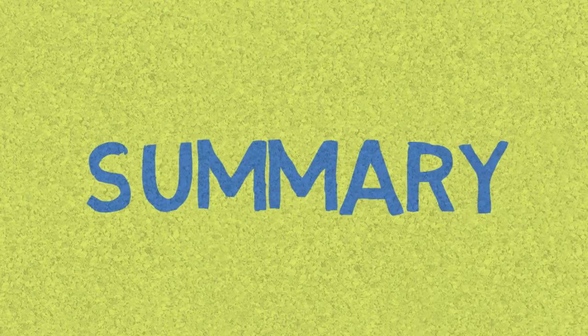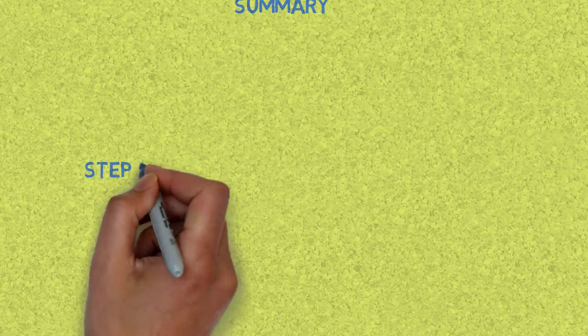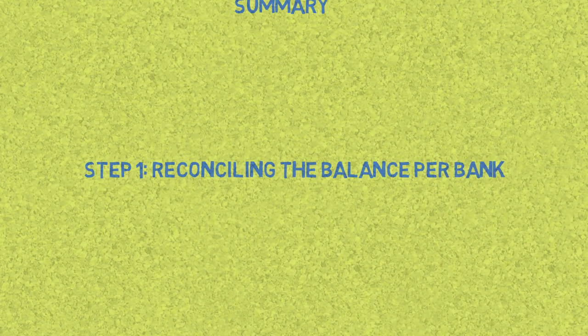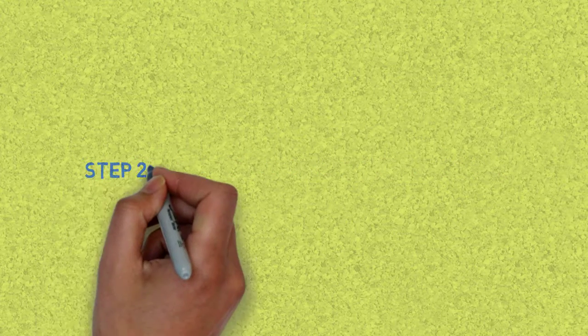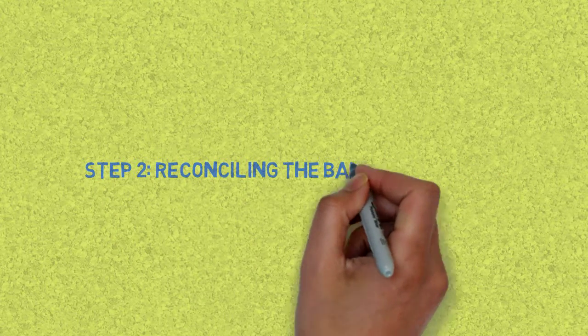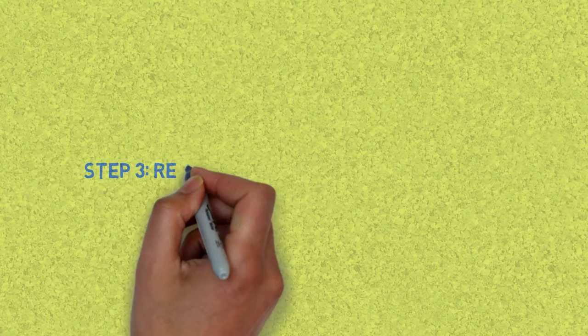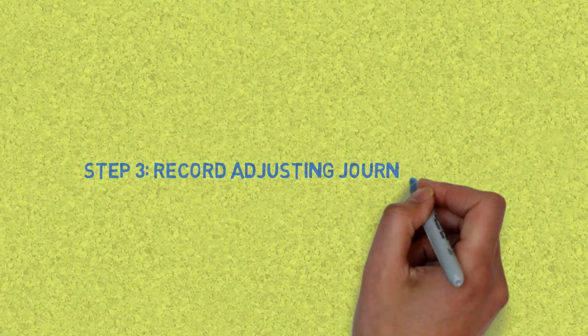So in summary, we have 3 steps. Step 1, we reconcile the bank balance by adding deposits in transit and subtracting outstanding checks. Step 2, we reconcile the company's book balance by adding the credit memorandum and subtracting the debit memorandum. Step 3, we finally record all journal entries to adjust the company's book balance to the actual cash balance.